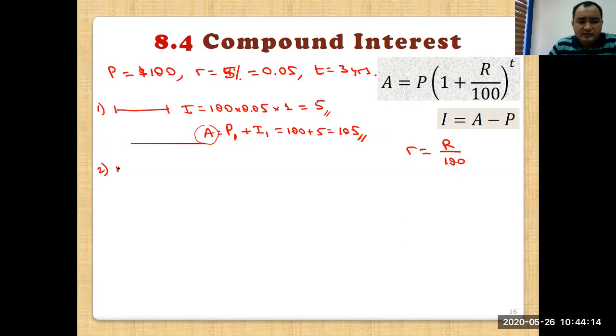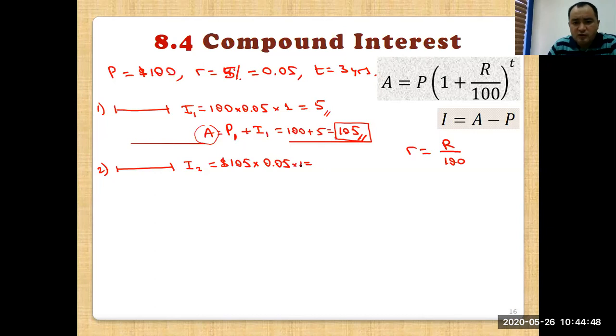So now the second year starts, the 1st of January, and it ends on the last day of December. The bank again calculates the interest. This one is, let's say, I sub 1. So this one is I sub 2. What is it? Now they use this amount of money because this is your money, right? So the principal is $105. And the rate is still 0.05. The time is just 1 year. That's equal to 105 times 0.05. That's equal to how much? 5.25. Right.